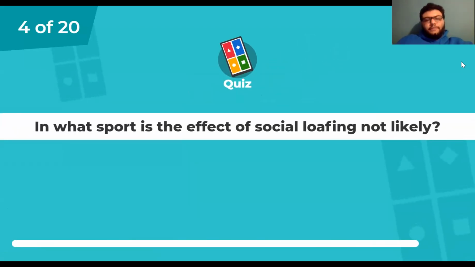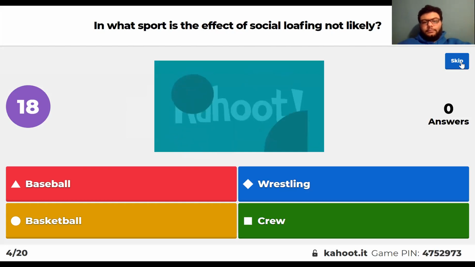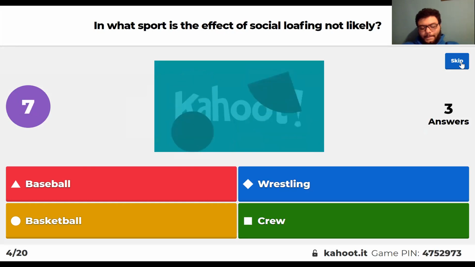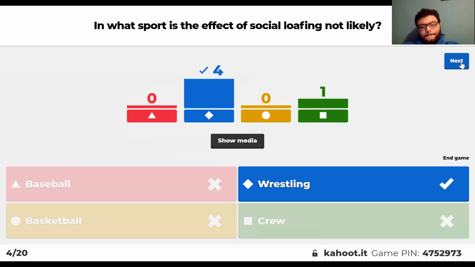In what sport is the effect of social loafing not likely? So again, social loafing is part of social psychology, if that helps. Yeah, so because wrestling isn't a social sport, whereas crew, baseball, and basketball are team playing things.